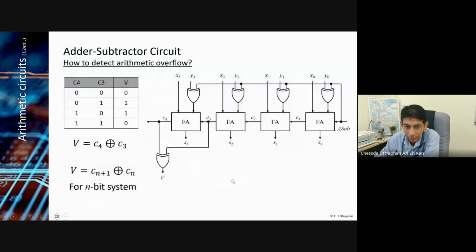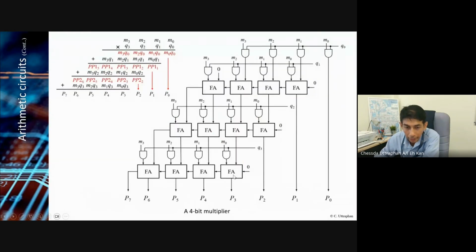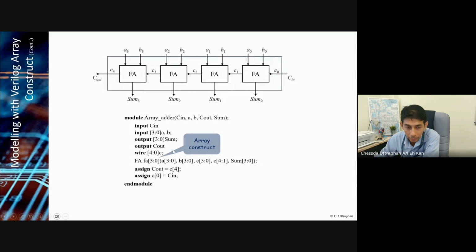So we can have a more practical way to do that, using the array construct. By using something like this, we can have a much bigger adder with a very compact code. All right, that's the array construct.